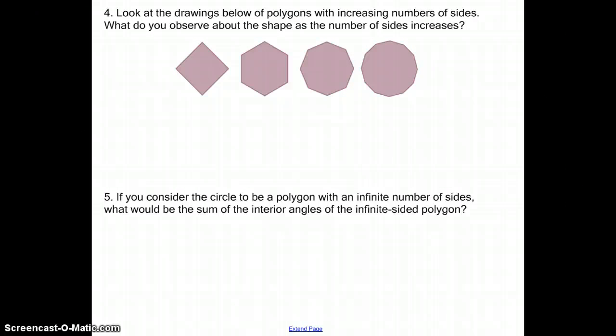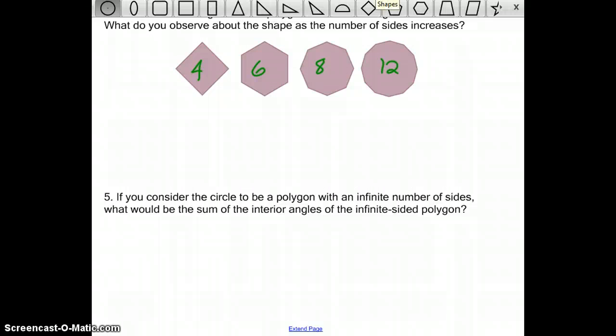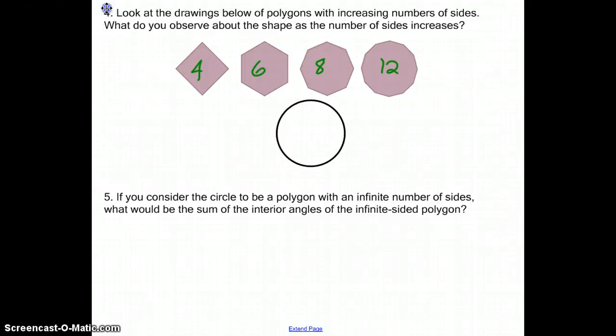Alright, then let's look at these drawings, and they're increasing their number of sides. So the first one here has 4 sides, 6 sides, 8 sides, and 12 sides. What do you notice about the shape as the number of sides increases? It becomes more circular. Good, so it becomes more and more like a circle.